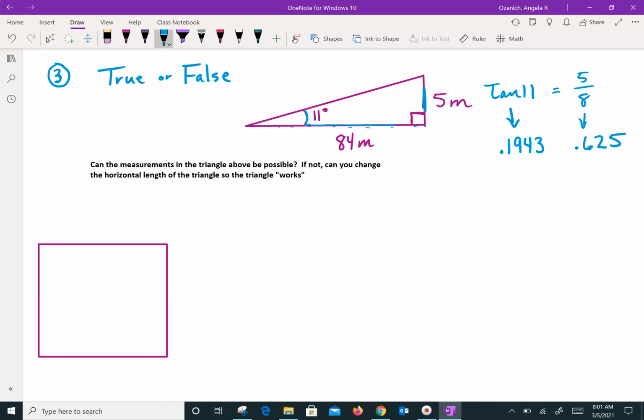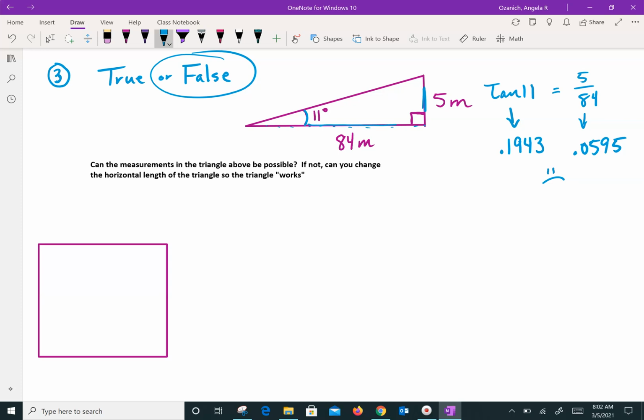So this is going to be a huge false, right? Because the tangent of 11 does not equal 5 over 84. Oh, wait a minute. Let's at least make it 5 over 84. Sorry about that, guys. I'm just going to redivide here. 5 divided by 84. That's going to be closer, but not close enough. The actual value, 0.0595, let's say. Still not the same. So no, those are not going to be equal.